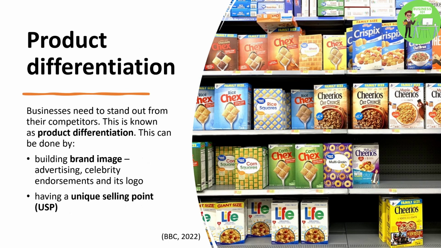Businesses need to stand out from their competitors. This is known as product differentiation. This can be done by building brand image, so advertising, celebrity endorsements, its logo, that sort of stuff, and also having a USP, otherwise known as a unique selling point. So this is something that this product or service has that no other rival does as well as them, or at all.